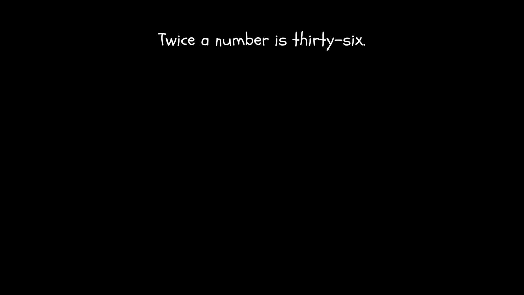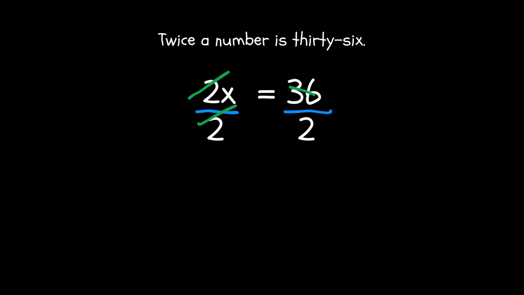Next problem, twice a number is 36. Equal 36. Twice a number simply means 2x. So let's divide both sides by 2. x equal 18.